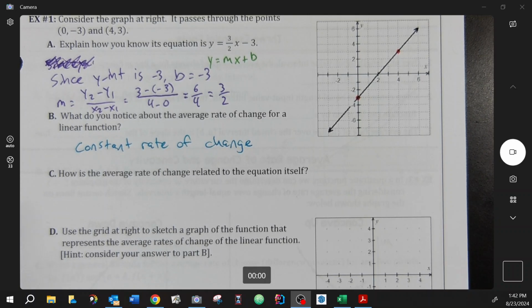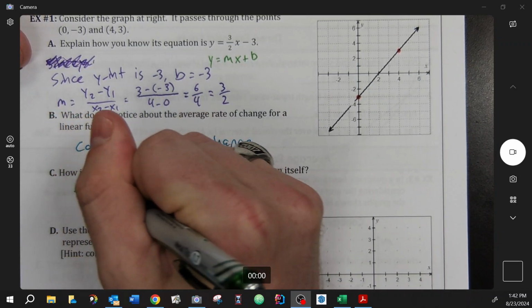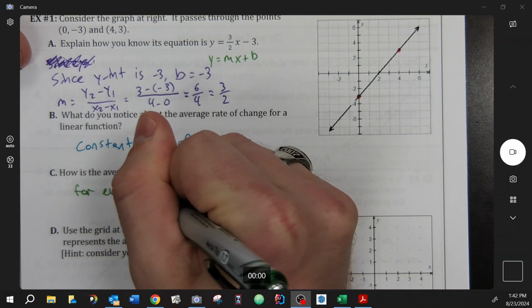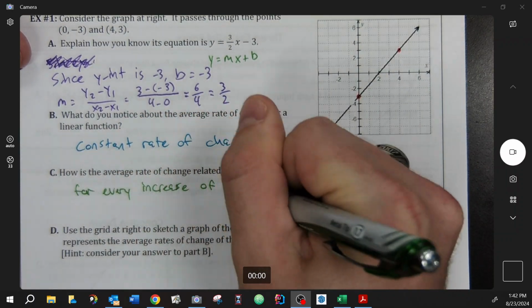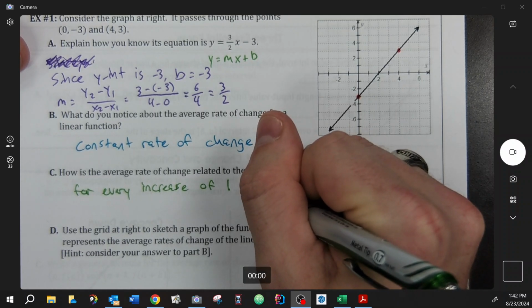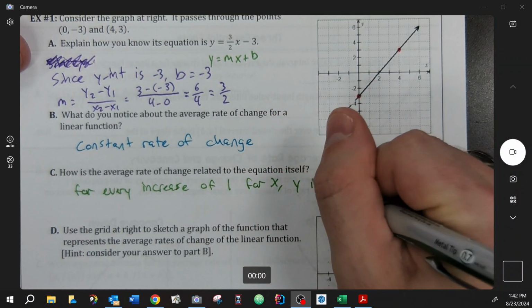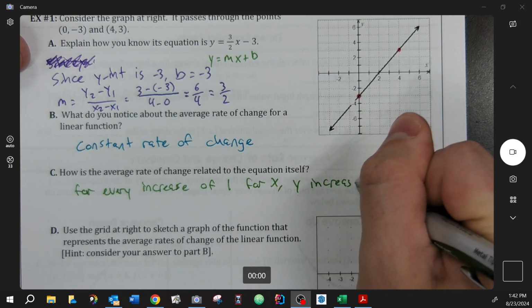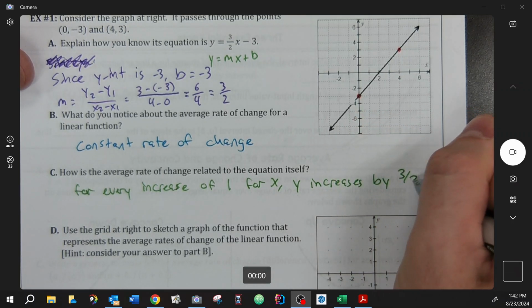So how is the average rate of change related to our function? What does it tell us about our function? It tells us for every increase of 1 for x, y increases by 1.5 or 3 over 2.